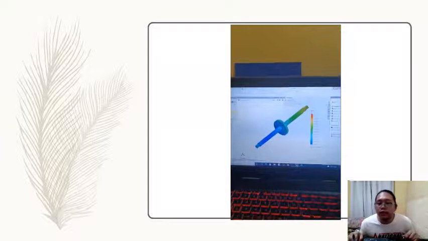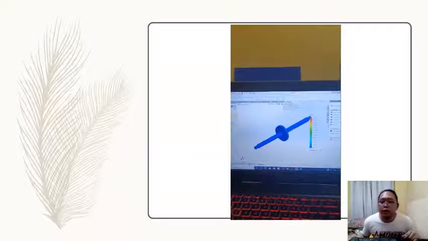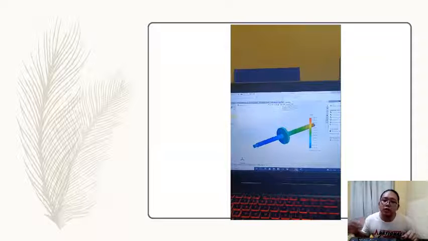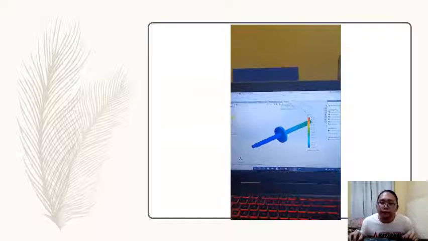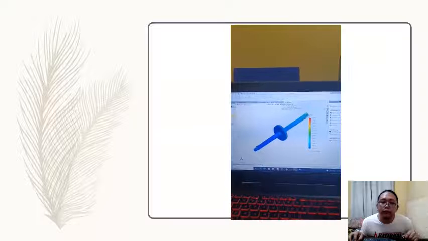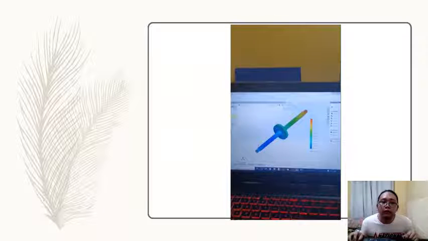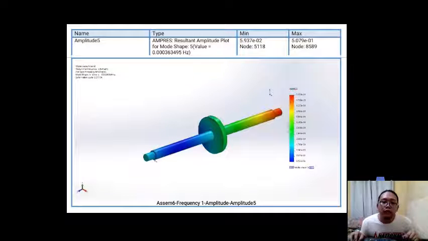So this is the last simulation, the opposite of the fourth one. As you can see the movement. It is the opposite of the fourth one. The opposite result. As you can see, it is the other side.